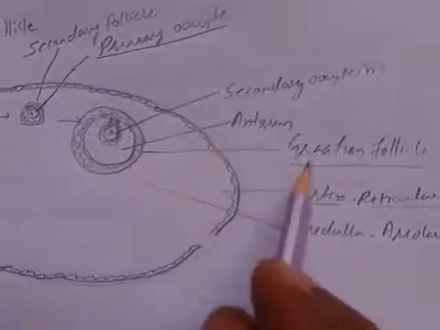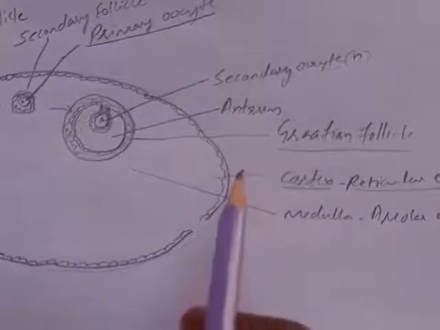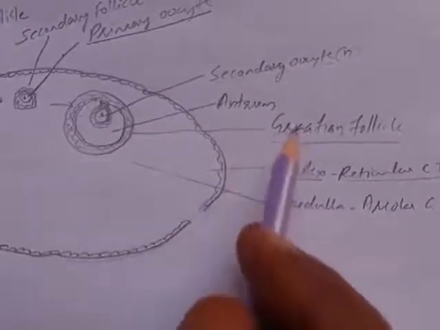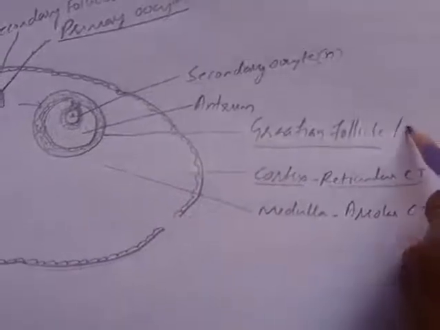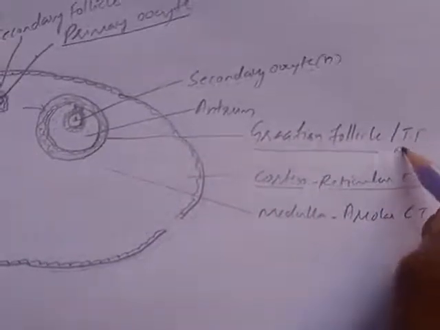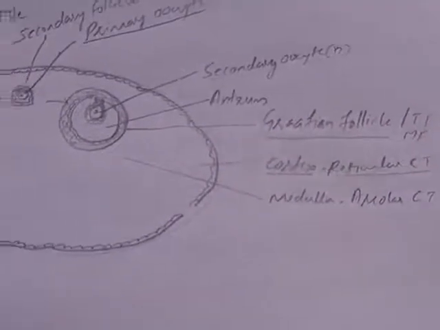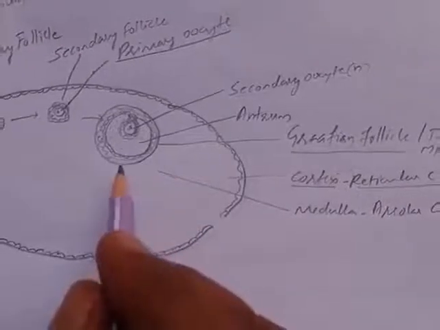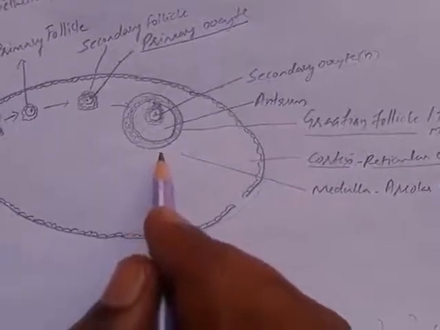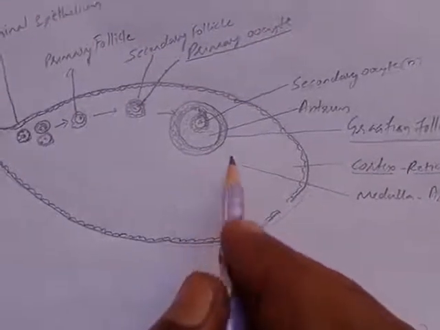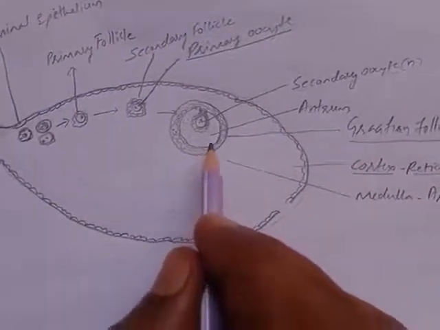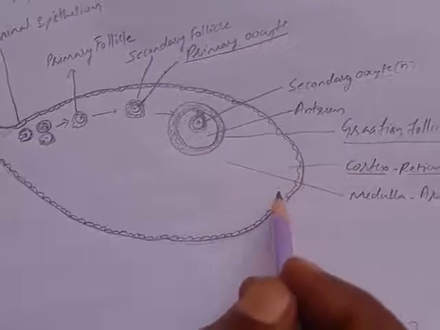So that is the Graafian follicle. The name is given to the matured follicle, right? Or also called tertiary follicle or matured follicle, right? So later on, at the 14th day of the menstrual cycle, this also gets ruptured.